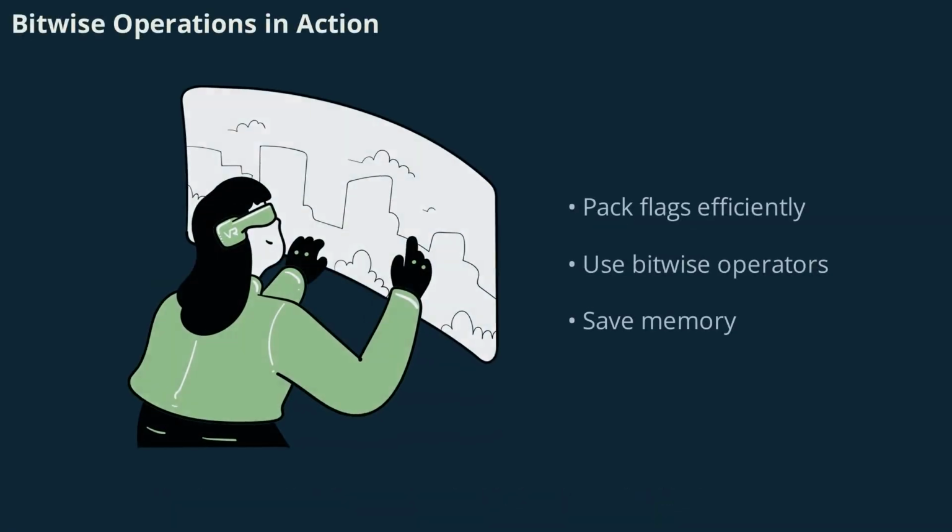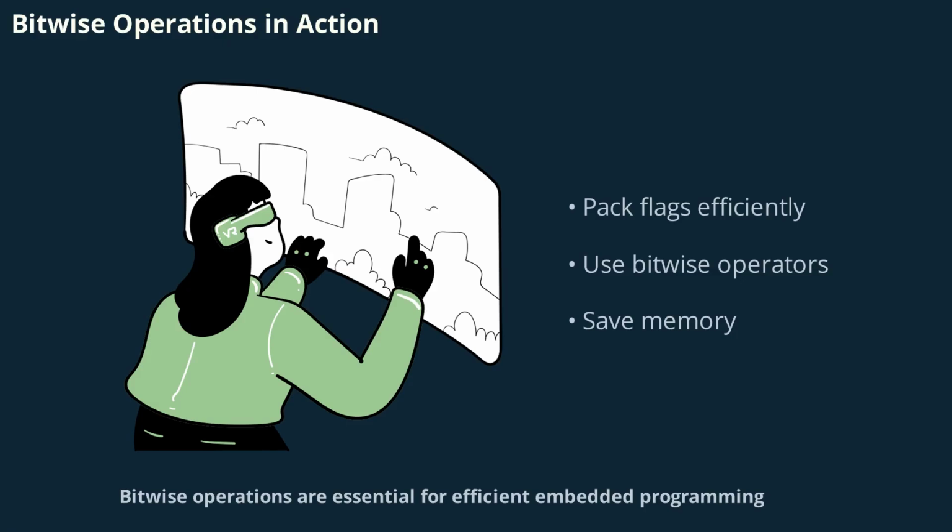Bitwise operations are essential for efficient embedded programming. By packing multiple flags into a single byte or word, you save memory and make your code more efficient. Learn to use bitwise AND, OR, and XOR to manipulate these flags quickly and safely.